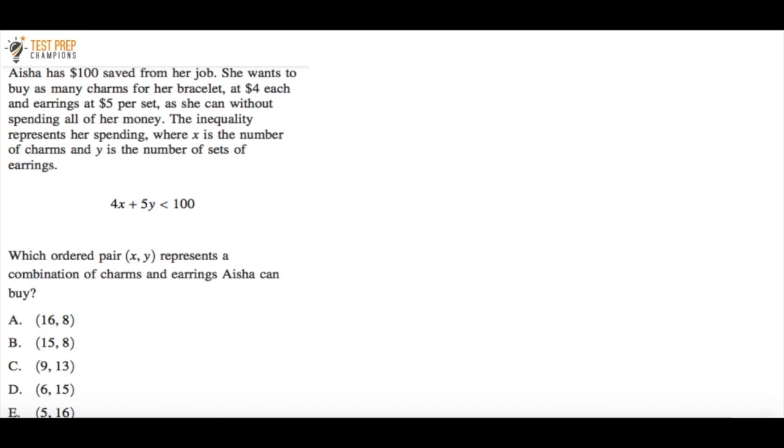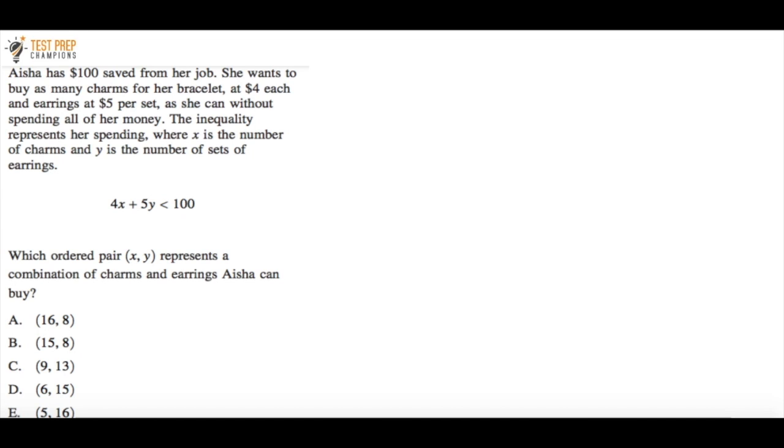Aisha has $100 saved from her job. She wants to buy as many charms for her bracelet at $4 each and earrings at $5 per set as she can without spending all of her money. The inequality represents her spending, where X is the number of charms and Y is the number of sets of earrings. Which ordered pair (X, Y) represents a combination of charms and earrings Aisha can buy? Is it A, B, C, D, or E?